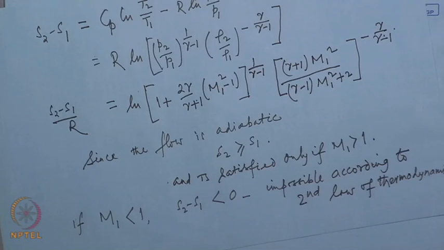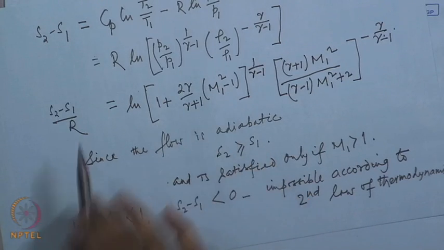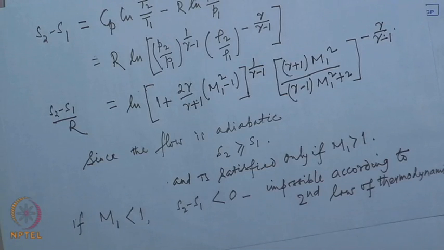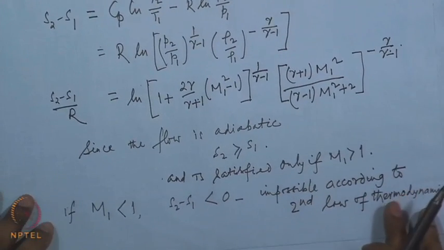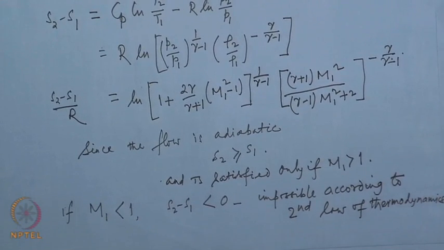That is, if M1 is less than 1, then we will have a decrease in entropy downstream, which is of course not possible as far as the second law of thermodynamics is concerned, and hence we see a mathematical proof that a jump from subsonic to supersonic flow is not possible through a shock. The only possibility is a supersonic to subsonic jump.